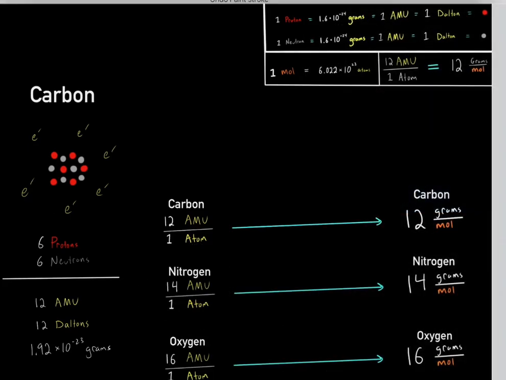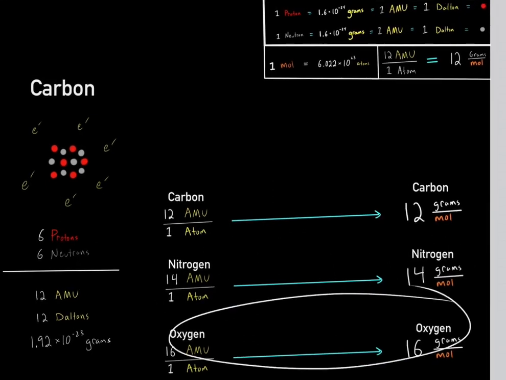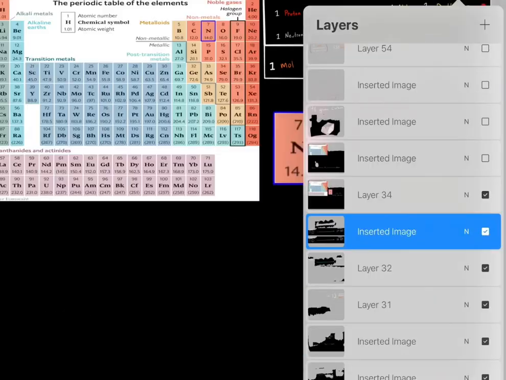And again, the same thing with nitrogen. There's 14 atomic mass units per 1 atom of nitrogen, so therefore there are 14 grams per 1 mole of nitrogen, and etc. So this is just a relationship you should memorize.